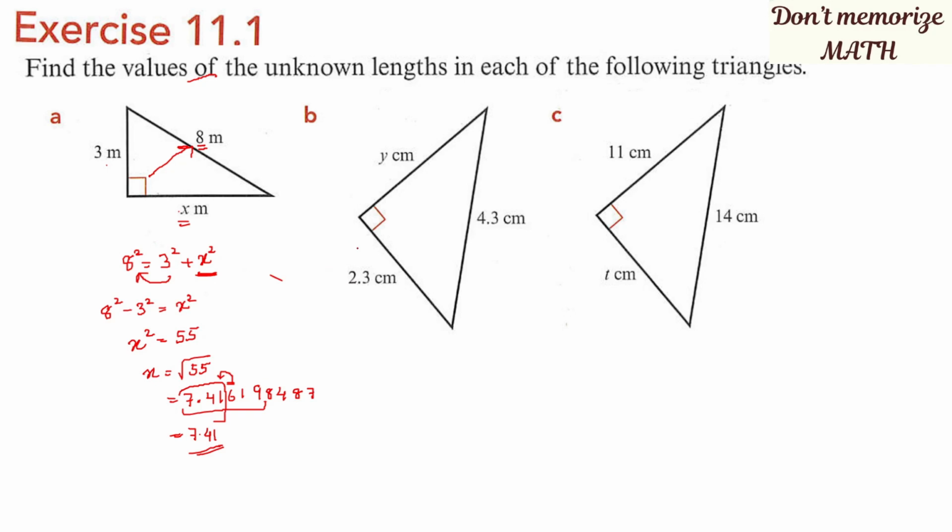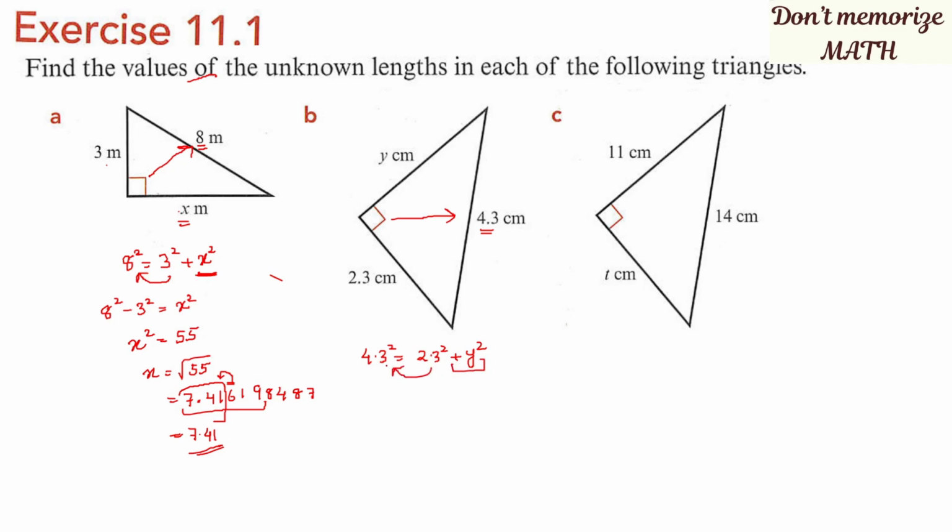Okay, so the next question. Opposite of 90 degrees is hypotenuse, so we are applying Pythagoras theorem. So hypotenuse square, that means 4.3 square equals, take the square and take the sum of the other two sides, so 2.3 square plus y square. We need to find the value of y.